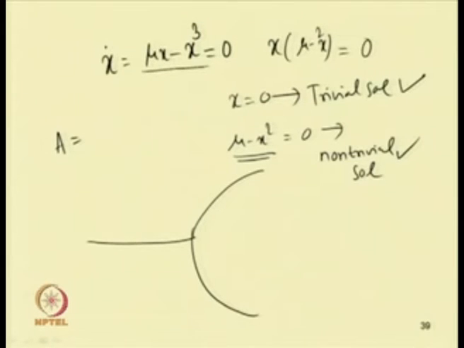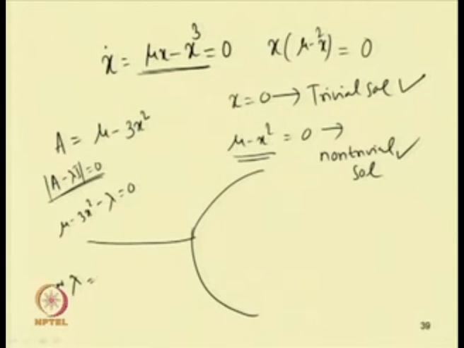A can be obtained by differentiating this with respect to x. Differentiating this with respect to x gives A equal to mu minus 3x squared. So, we have to find the determinant of A minus lambda I equal to 0. From this we get mu minus 3x squared minus lambda equal to 0, or lambda equal to mu minus 3x squared. So, corresponding to x equal to 0.